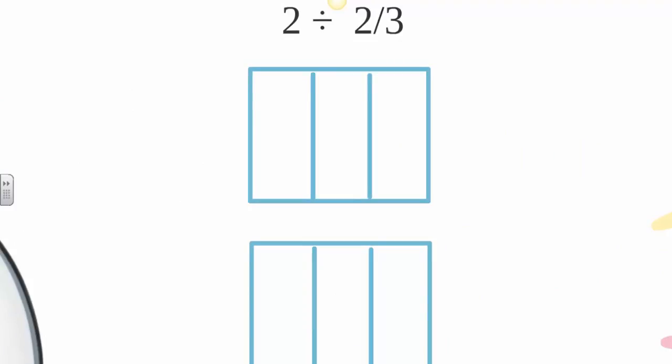Adding more to our conjecture, here we are looking at the number of 2/3 in all of 2 wholes. We began by creating our 2 wholes, followed by creating 3 equal parts within each whole. We see there are 6 pieces, which is 2 times 3, or the dividend multiplied by the denominator.